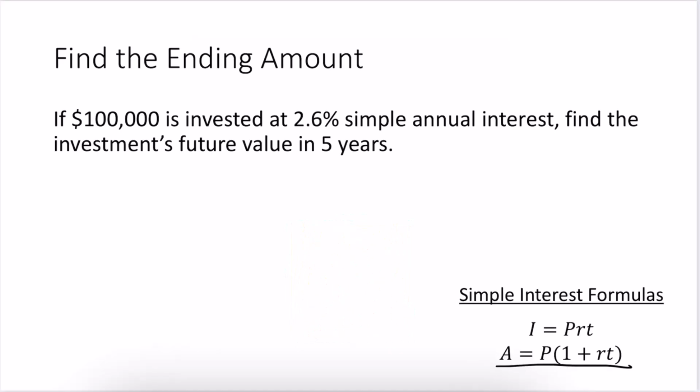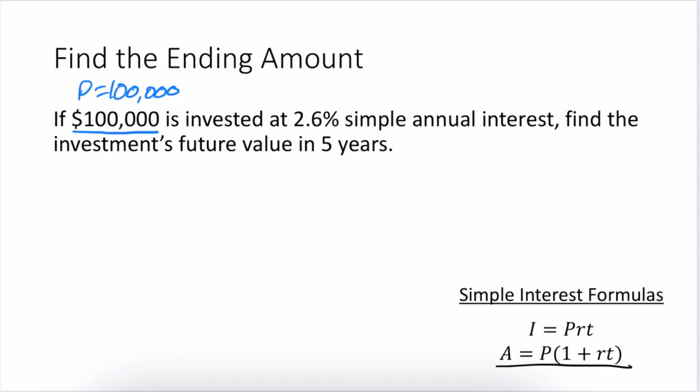Okay, so let's say that we had $100,000 invested at 2.6% simple annual interest, and we want to find the investment's future value in 5 years. Well, as I read through this problem, I can see I was given three pieces of information. So the first one is that P equals 100,000, because 100,000 is the amount I'm initially investing, so it's the amount at the beginning. And in our formulas, that's represented with the variable P.